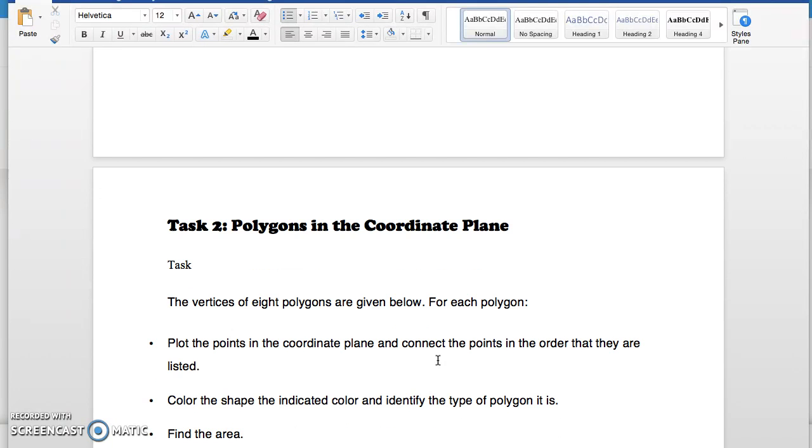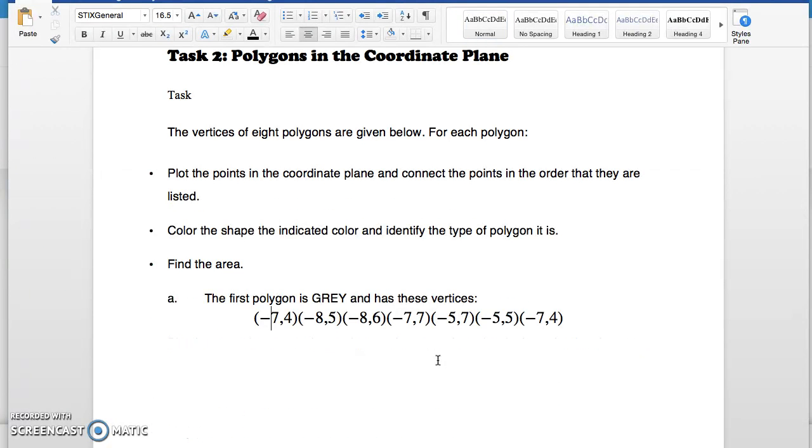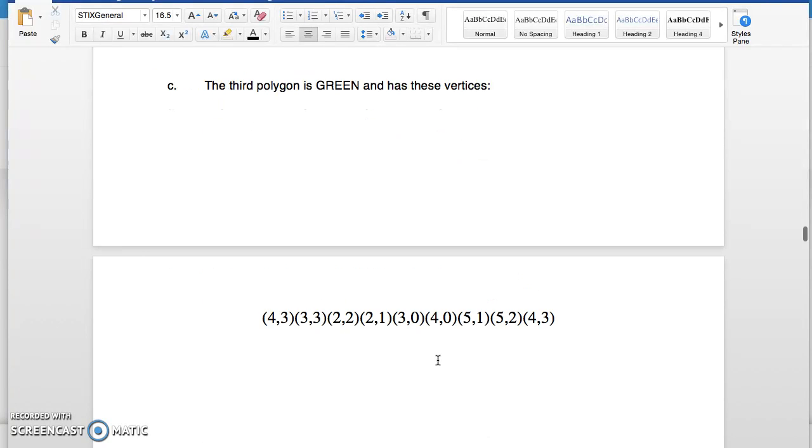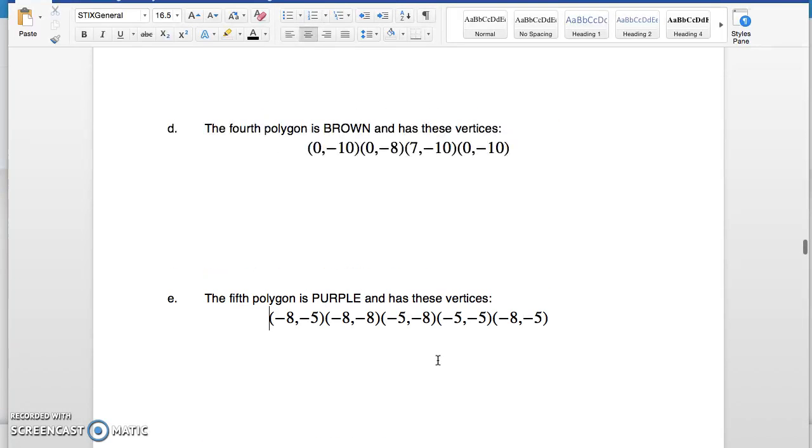Task 2 is polygons in the coordinate plane. So the vertices of 8 polygons are given below. You need to plot the points in the coordinate plane and connect the points in the order that they are listed. Color the shape the indicated color and identify the type of polygon it is. So you're finding the area, and the first polygon, here are your coordinates, and the first polygon is gray. The third polygon is green and has these vertices, so on and so forth.